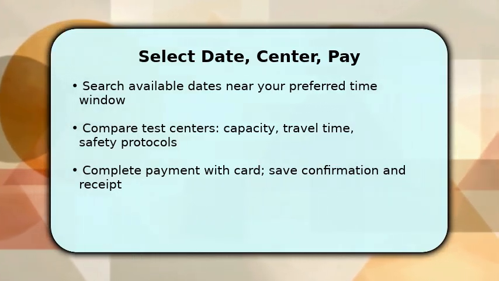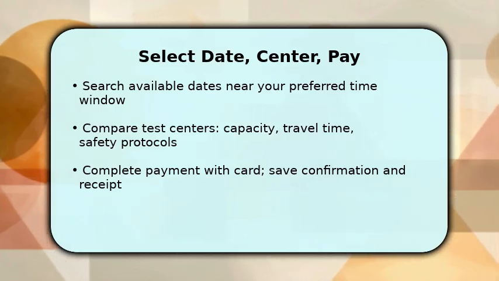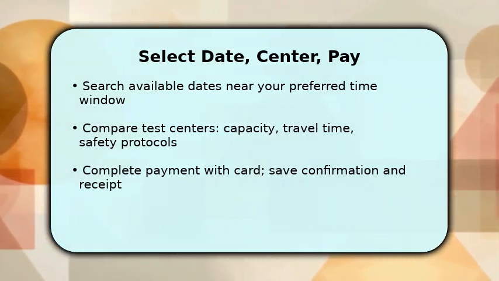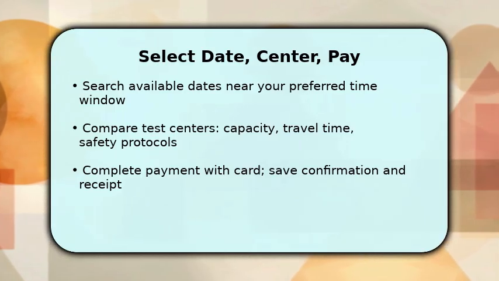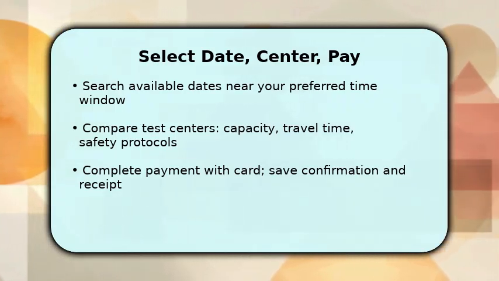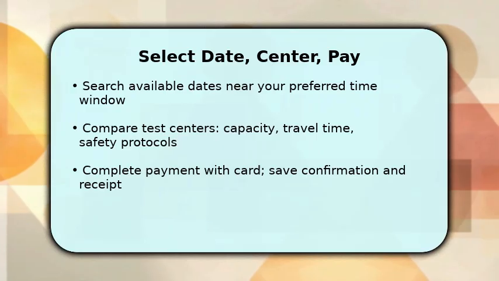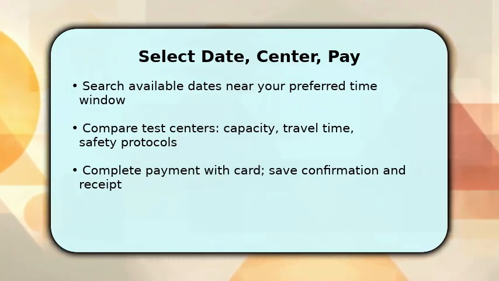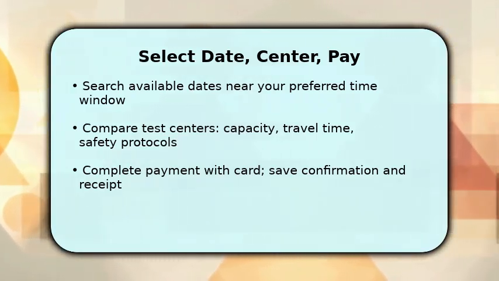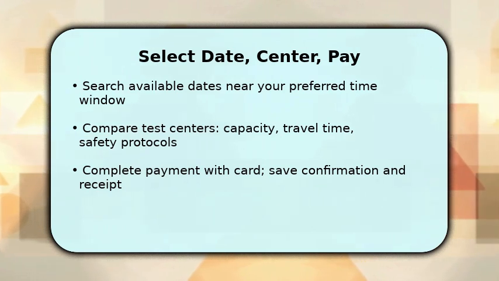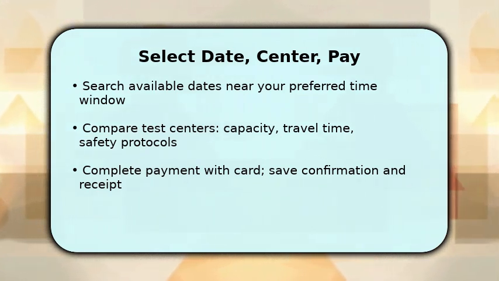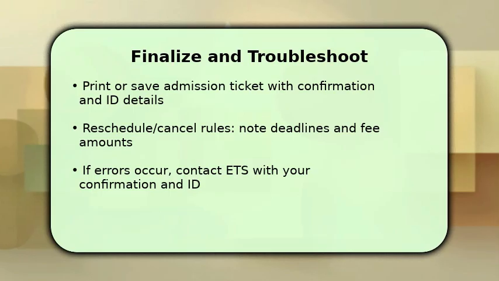Once selected, complete the registration form with test choice, preferred language, and accommodations if needed. Next, enter payment information and review fees. After payment, pause and confirm the on-screen confirmation number, then download and save the receipt, because you'll need it for admission and troubleshooting. Finish by printing or saving your admission ticket and double-checking name, date, center, and time.